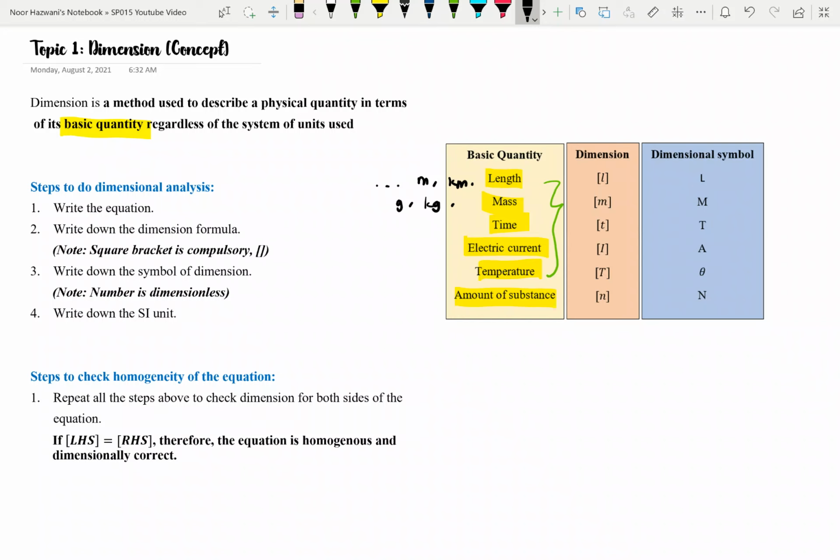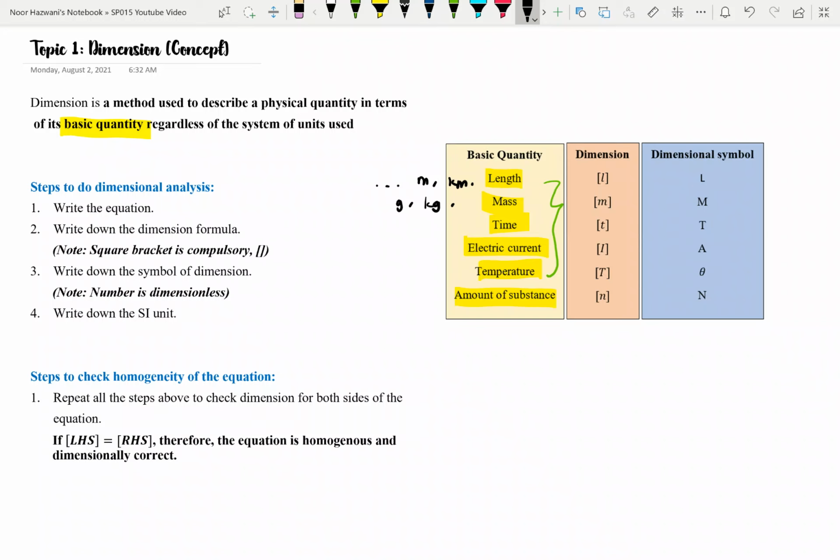Tapi kita tak nak consider apa-apa unit pun yang you guna. So maksudnya kita nak express dia in terms of basic quantity. Macam mana kita nak express dia? Contohlah velocity, we can express it in unit meter per second, ataupun kita boleh guna kilometer per hour, ataupun kilometer per second. Tapi kita tak nak bother about the unit. Kita nak express dia dalam basic quantity.